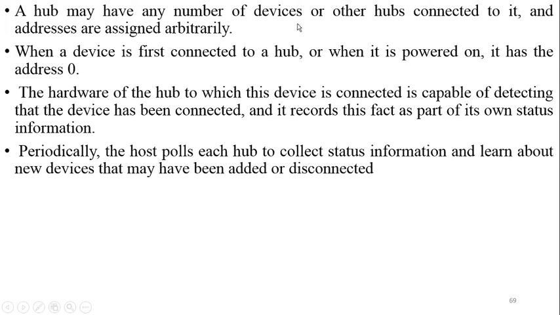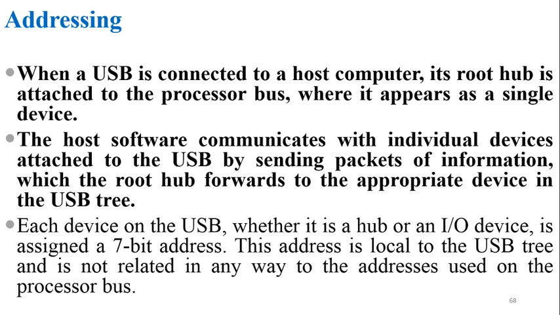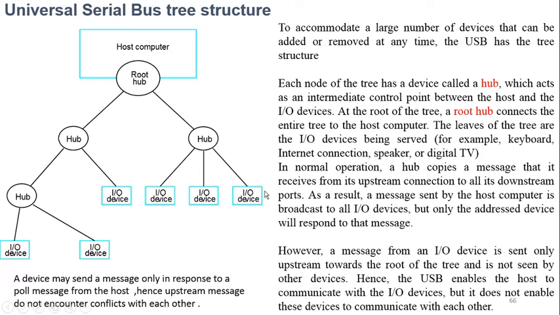A hub may have any number of devices or other hubs connected to it, and addresses are assigned arbitrarily. When a device is first connected to the hub or when it is powered on, it has the address value 0. The hardware of the hub to which this device is connected is capable of detecting that the device has been connected, and it records this fact as a part of its own status information. Once again, consider this. Each hub is associated with any number of slots. The slots can be used for connecting various intermediate hubs as well as I/O devices.